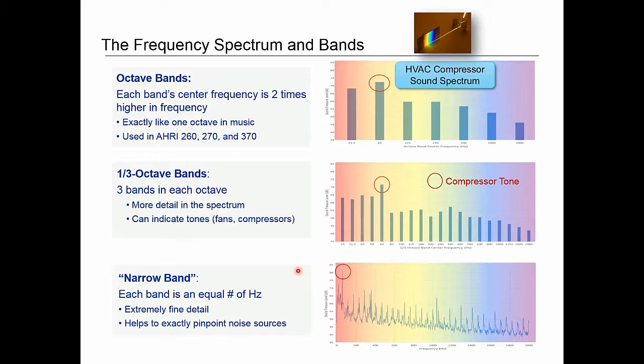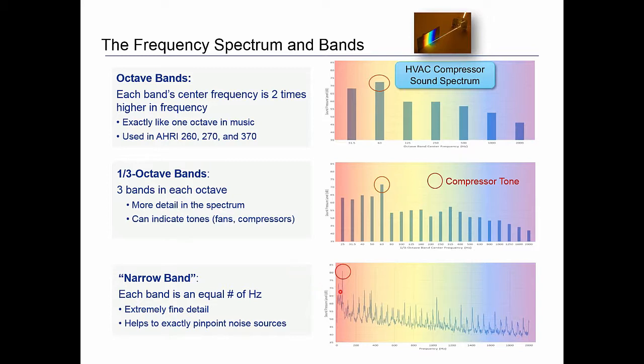When we're really trying to get into the detail of which components are making which noise, we'll use what we call a narrowband spectrum, where each band is an equal number of hertz instead of an equal octave of hertz. And that helps us to exactly pinpoint noise sources. But there's so much detail that it wouldn't make sense to express that, for example, to a client or a contractor or someone trying to specify what they want from equipment, because there's just too many numbers.